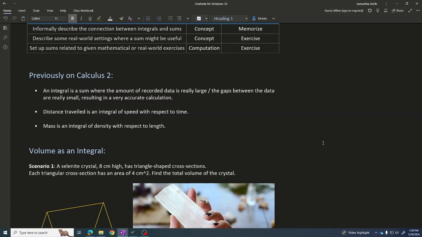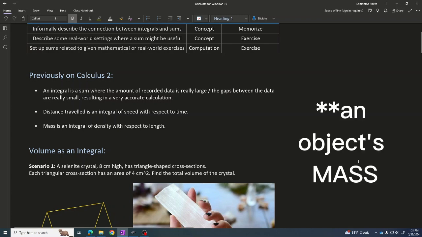We also saw that mass was another example of an integral of density with respect to length. Put another way, you can set up a sum involving density and length, and that sum, if you use a lot of data points, gives you a very accurate estimate of an object's mass.